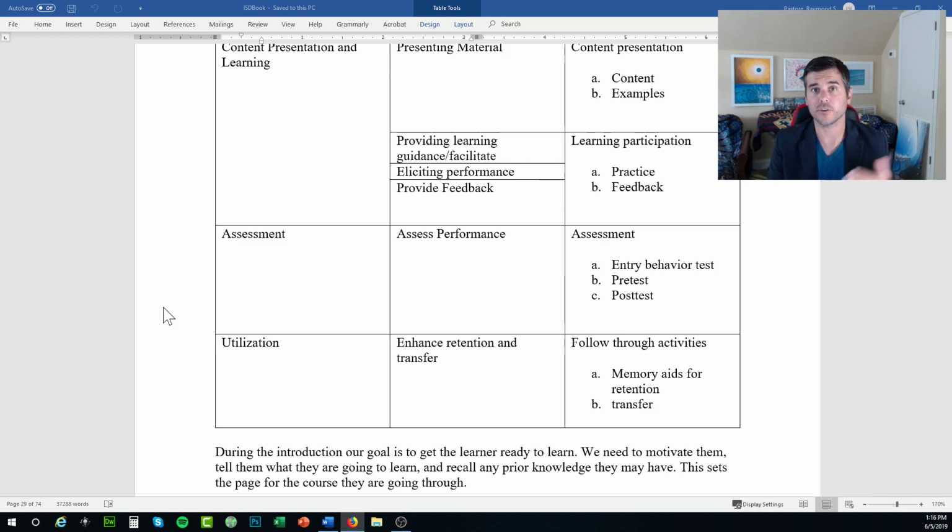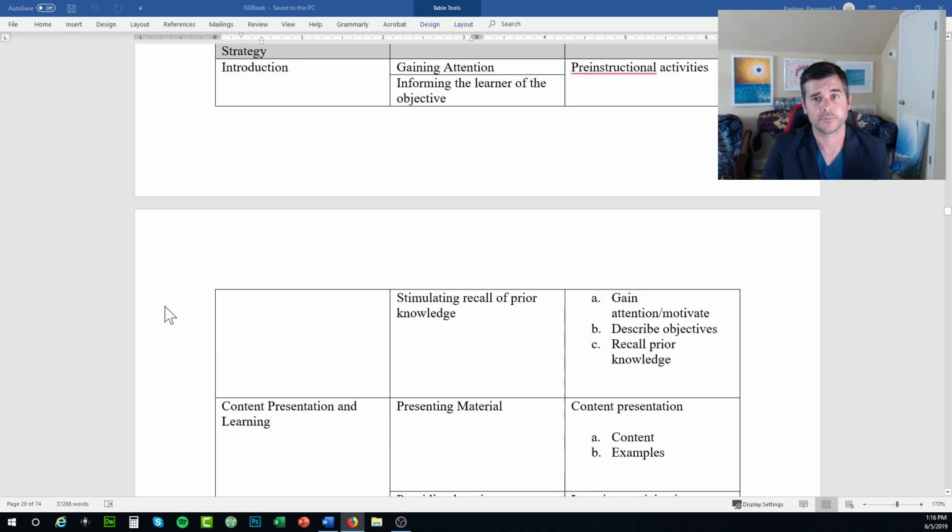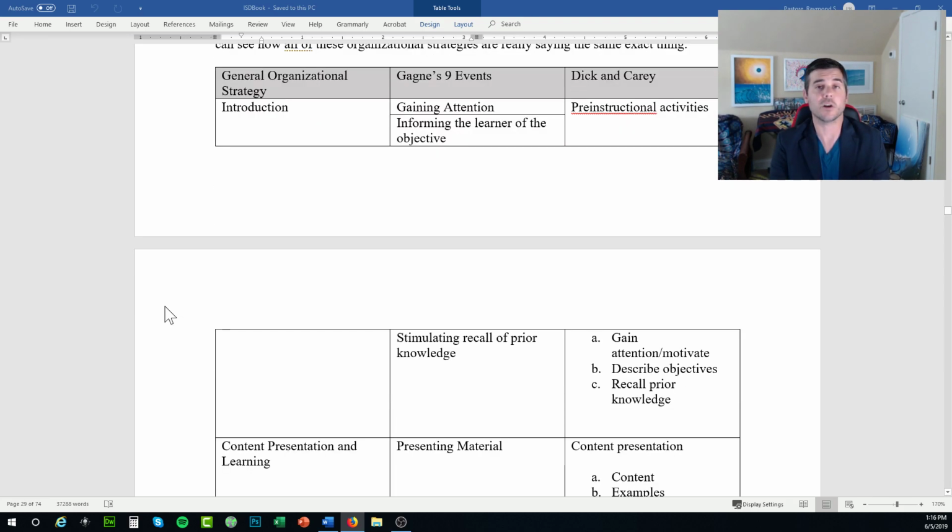It could be a video or something, but job aids are something I really like to develop, because they really help them apply it to the job. I also like to, during my training, explain why it's important for their job too. But those are the basic steps of any organizational strategy. Regardless of which one you're using, no matter what kind of course you're delivering, you're going to have an introduction where you gain their attention and inform the learners of what they're doing.